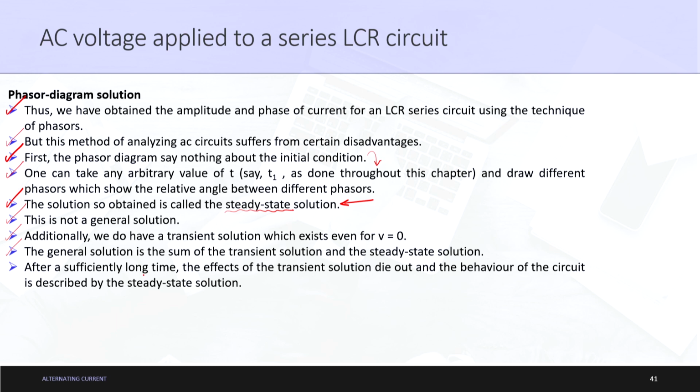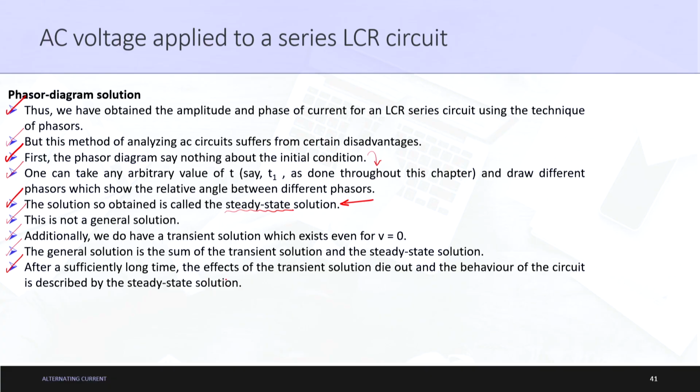The general solution is the sum of the transient solution and the steady state solution. So, if the complete solution is required for an AC voltage applied to a series LCR circuit, we need the transient solution also, and we need the steady state solution also. Steady state solution can be obtained using phasor diagram solution, but the transient solution cannot be obtained using the phasor diagram solution. After a sufficiently long time, the effects of the transient solution die out and the behavior of the circuit is described by the steady state solution.